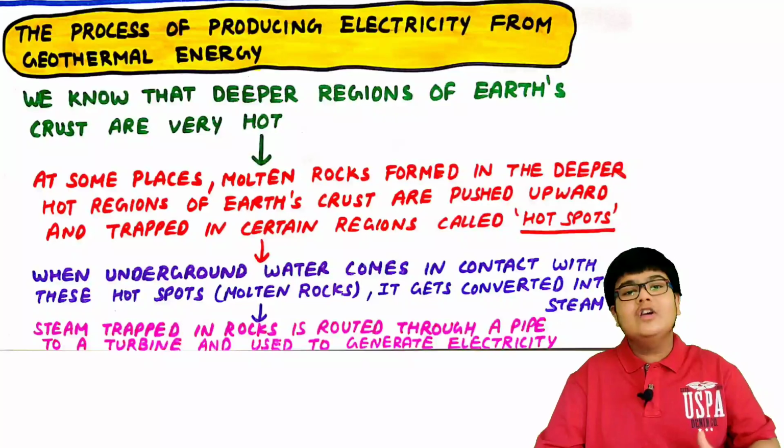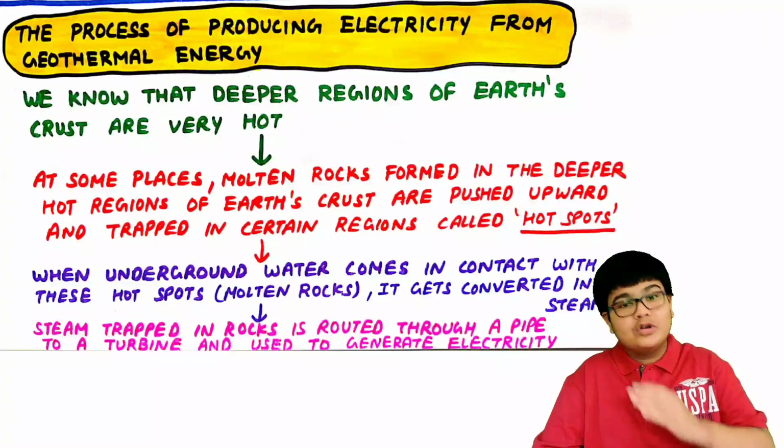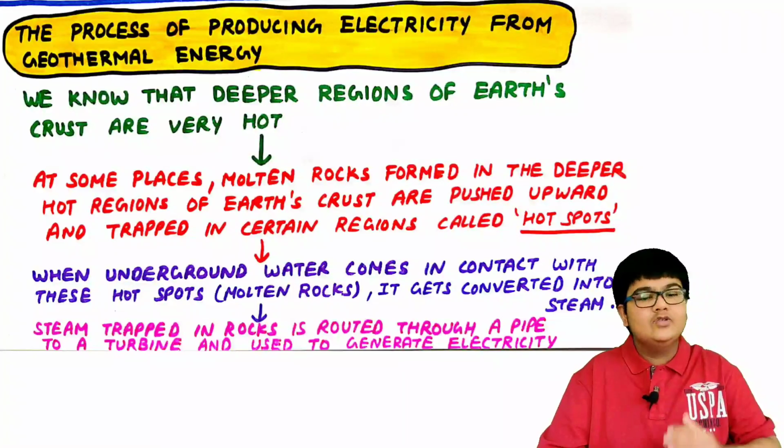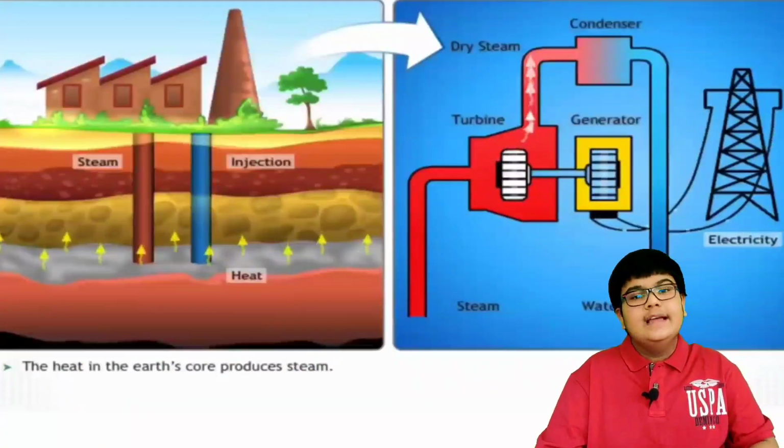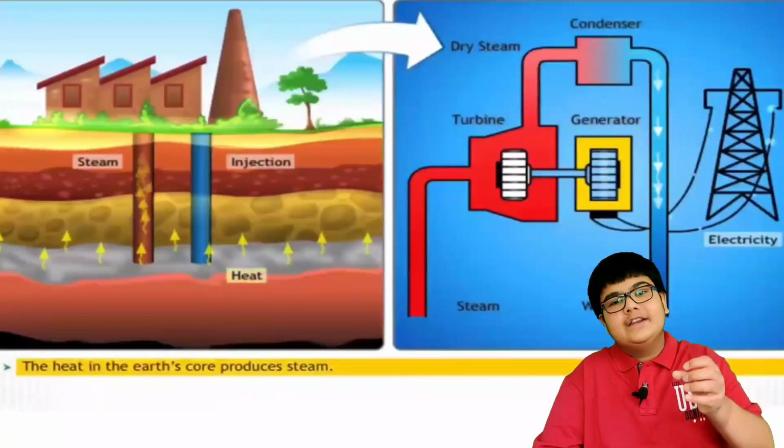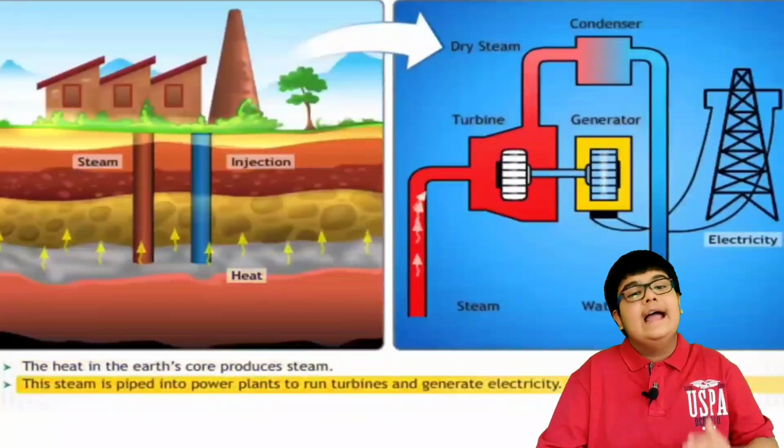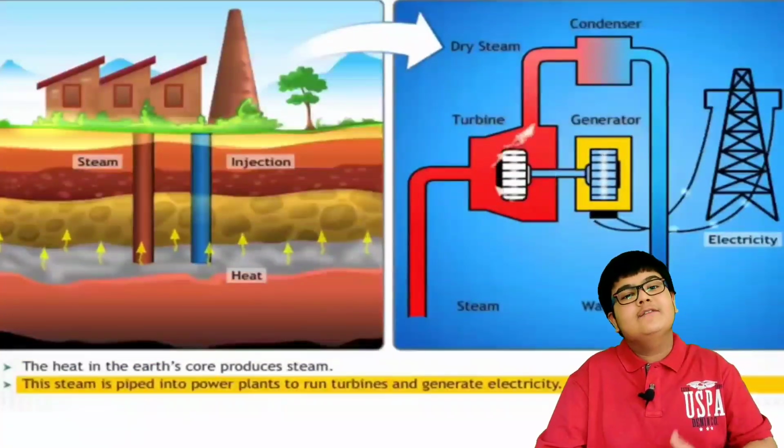Now when the underground water comes in contact with these molten rocks, it gets converted into steam. Now this steam can be extracted from a pipe and used to turn the turbine. And in this way, electricity is produced from geothermal energy.